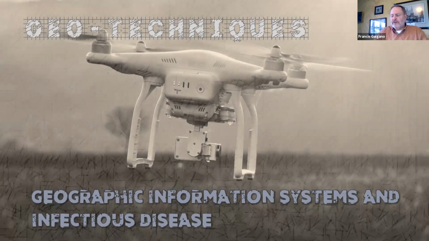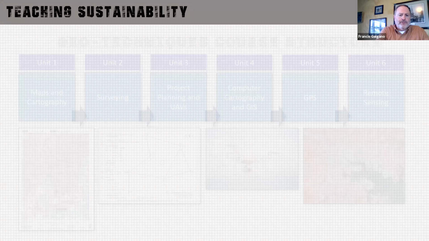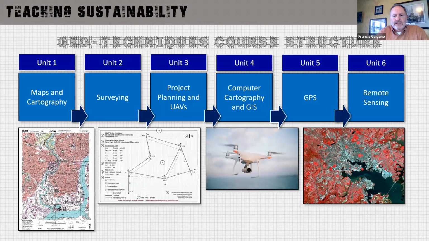And this first one is from the 1750 class, Geotechniques. And this is where we look at geographic information systems and infectious disease. So very briefly, this is how the Geotechniques course is organized. It's 6 units. We start out with mapping and cartography. We perform surveys. We do project planning, and hopefully this fall, our drone will be used in a lab.